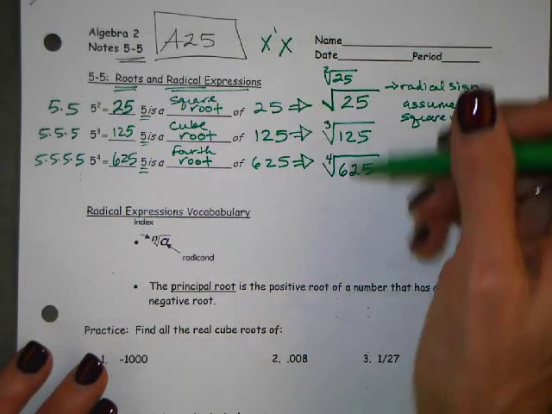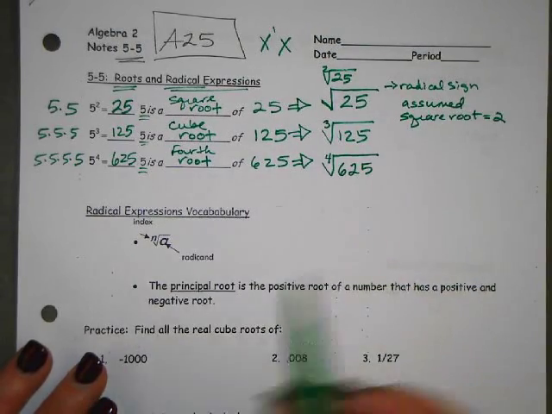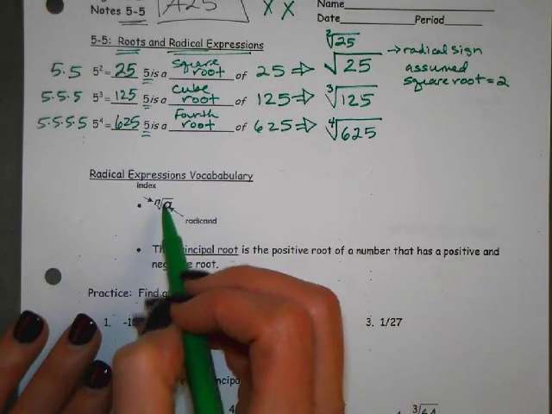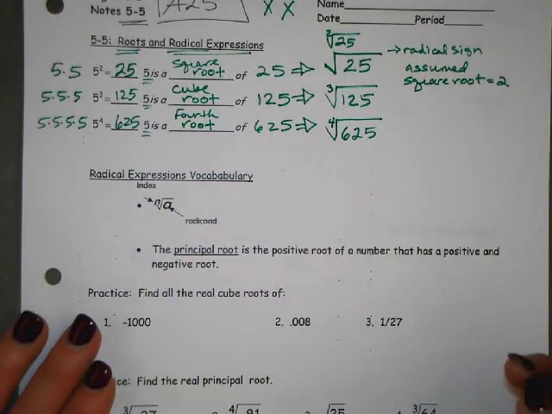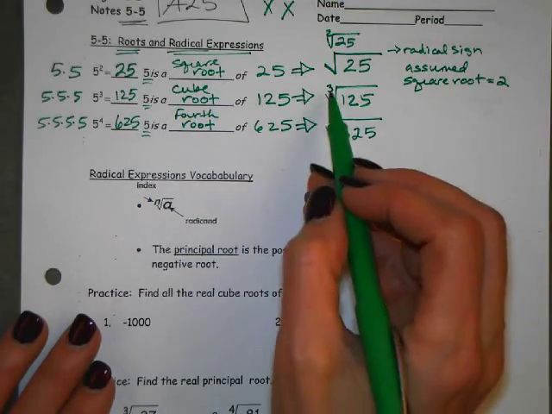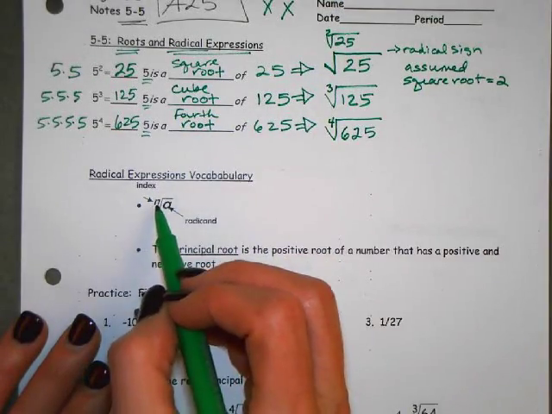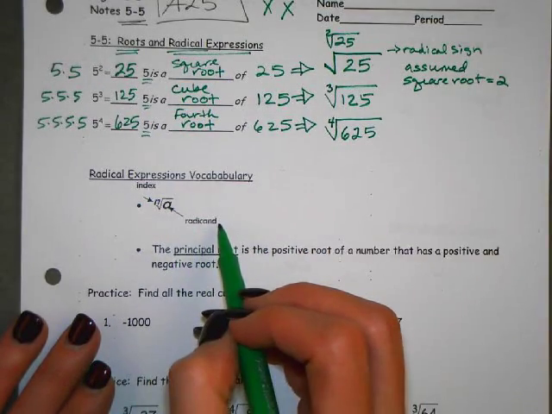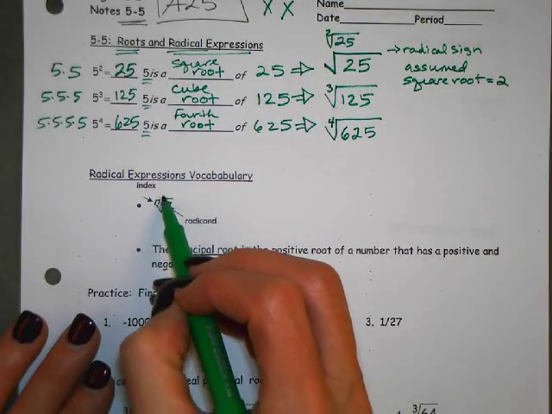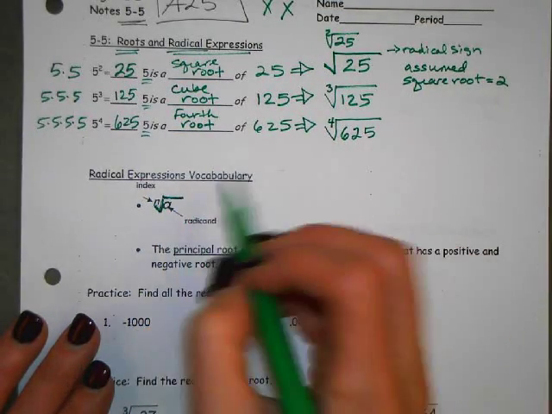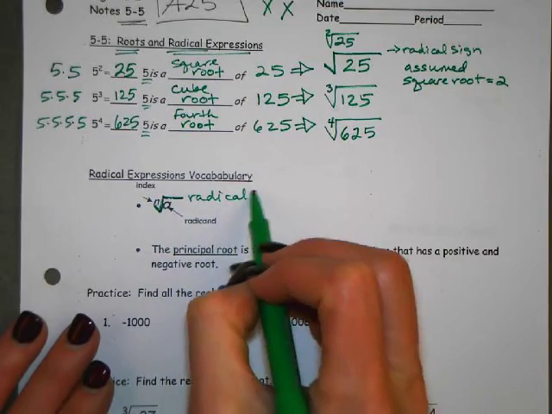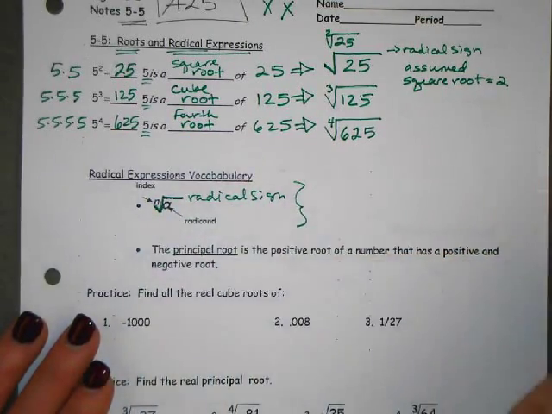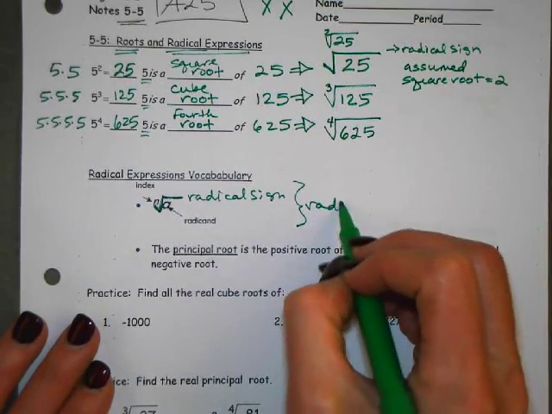So all these symbols have words to them. Down here you'll see those words. The number in the upper left-hand corner, we call that the index. So this 4, this 3, this implied 2, that's the index. What's underneath the sign is called the radicand, and the symbol itself, right here, is called the radical sign. And this whole expression here is what we call a radical expression.